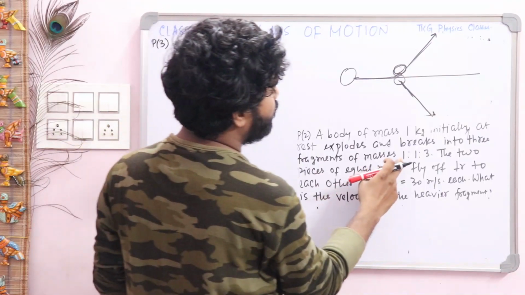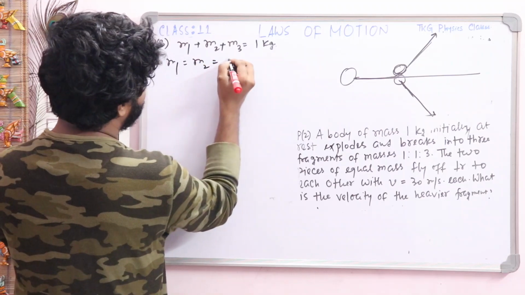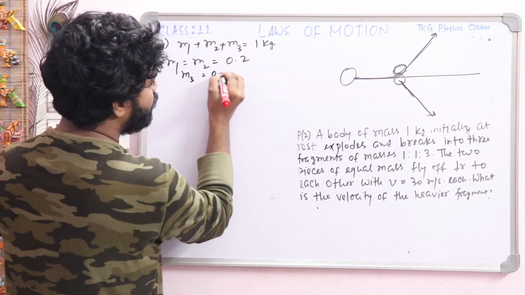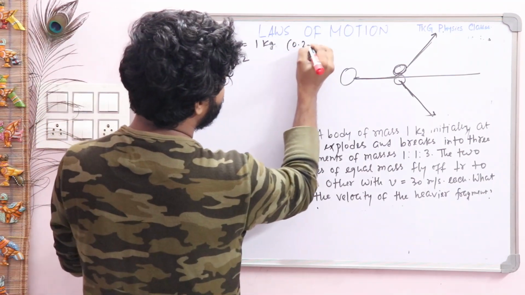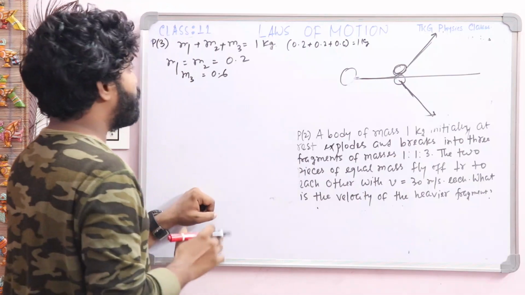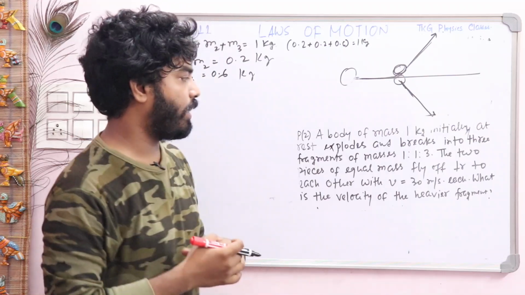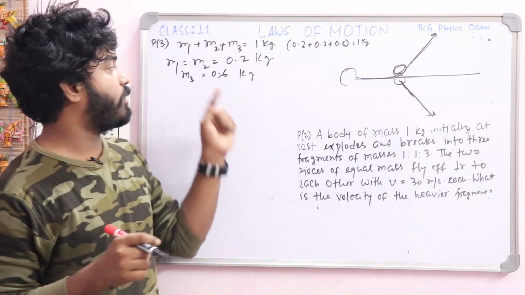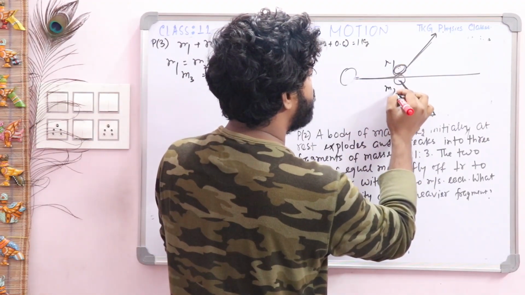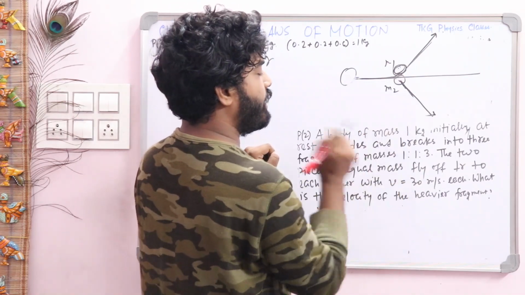Now see the ratio given, 1:3:3, that means m1 is equal to m2, which will be 0.2 each, and m3 will be 0.6. That's why you see 0.2 plus 0.2 plus 0.6, total 1 kg. Okay, so m1 and m2 have mass 0.2 kg and m3 has mass 0.6 kg. Now two pieces of equal mass, that means m1 and m2. Suppose this is a body of mass m1 and this a body of mass m2, moving with velocity 30 meters per second. Suppose this velocity is v, or you can write v1.